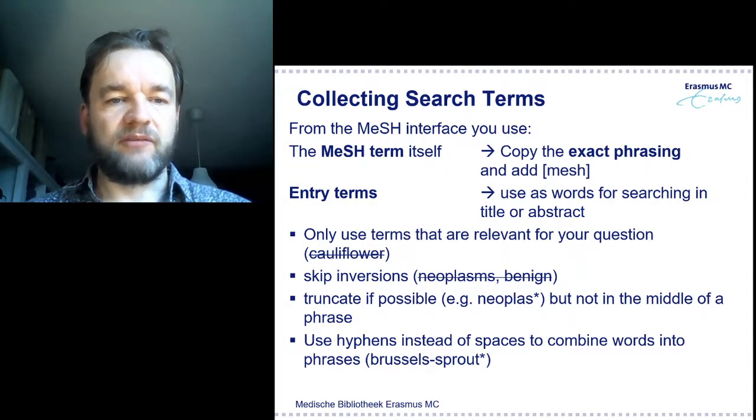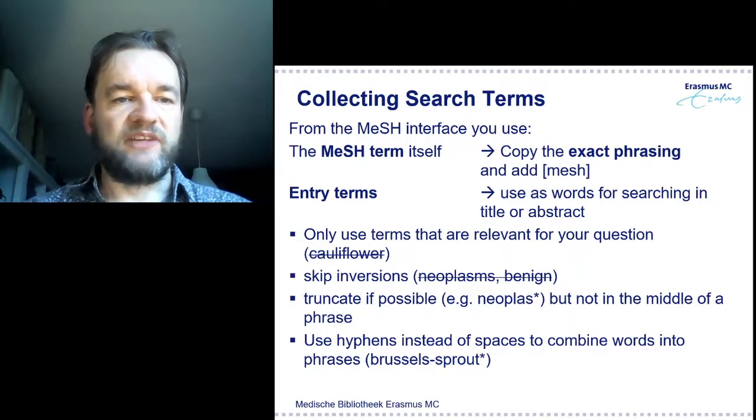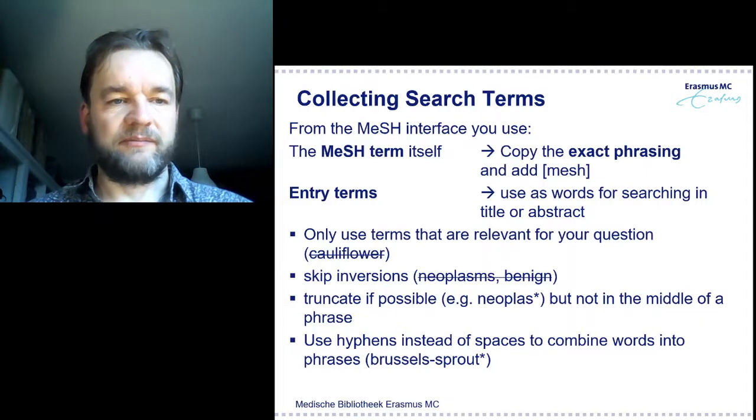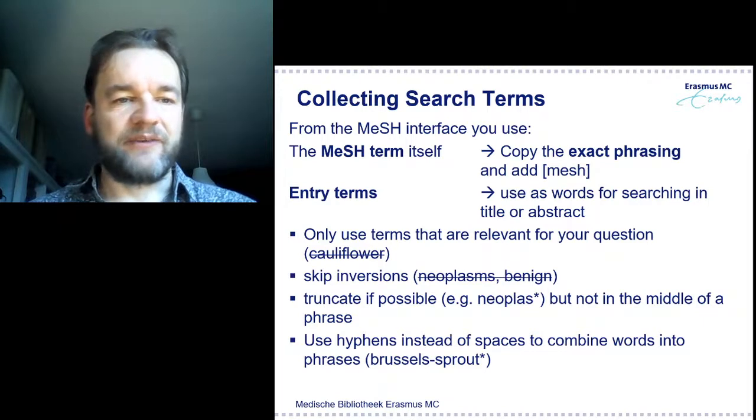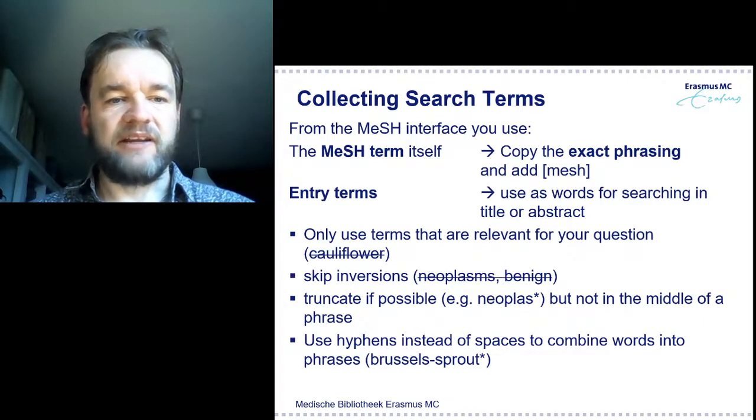If the MeSH term has an inversion, if the MeSH term has a comma in it, you need to document exactly the MeSH term with the comma. We advise to truncate as much as possible the entry terms. MeSH terms can, however, never be truncated. Never truncate MeSH terms, only truncate the entry terms, and you can only truncate at the end of the word or the phrase and not in the middle. What we recommend if you want to search for a phrase is that you use a hyphen. If in our case Brussels sprout had been relevant, we recommend that you use a hyphen instead of a space.